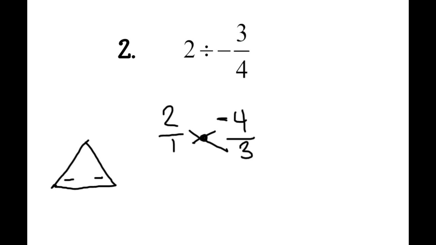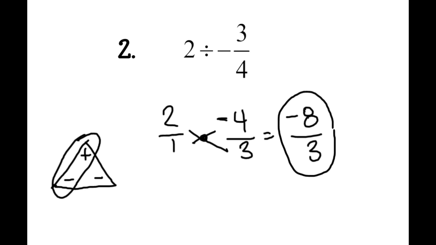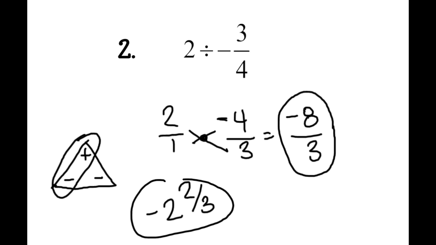Now here's where my triangle comes in. I have 2 times -4. So that's a negative and a positive, which is going to be a -8. And 1 times 3 is a +3. So -8/3 cannot be reduced, so that would be my answer. Or I could say 3 goes into -8 2 times, with 2 left over. So it would be -2 and 2/3.